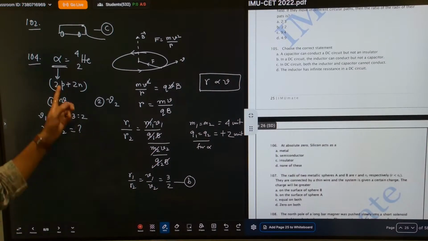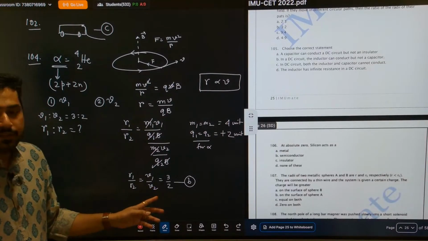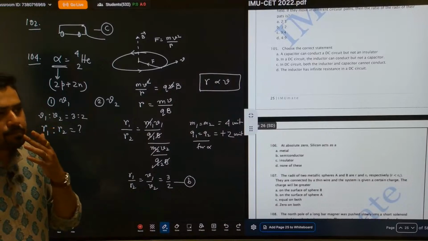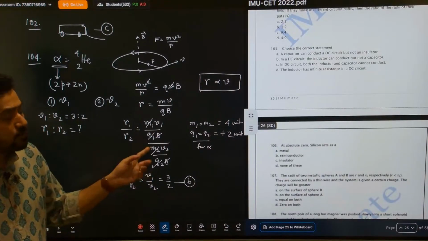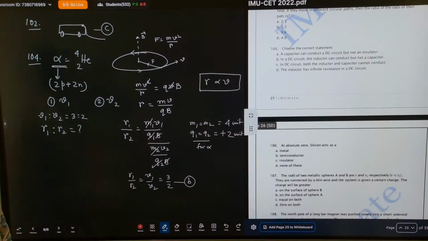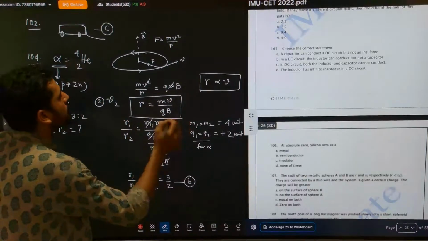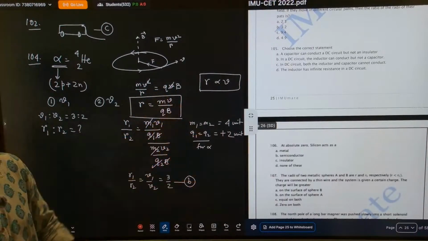As they have given only alpha, mass will cancel, charge will cancel, everything will cancel. But if they had given 2 particles, let's say 1 alpha, one a hydrogen ion, for example, then you have to replace those charges and masses. For hydrogen ion, only 1 proton, mass number would be 1. So, are you getting this? This is the formula we will use. Remember this formula: mv square by r equals qvb. That is the very fundamental.